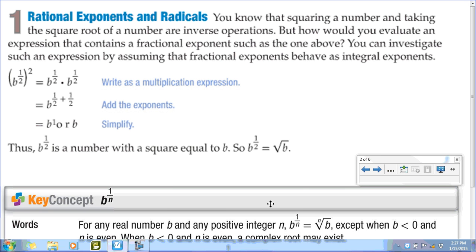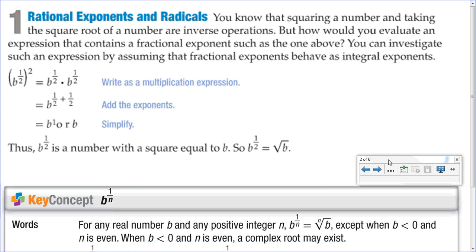The first thing that we want to cover here is, let's see. All right. What they're saying here basically is, let's say that I have 9 to the 1/2 power. If you use a calculator or anything like that to figure that out, you're going to see that it's 3. All right? The square root of 9 is also 3.